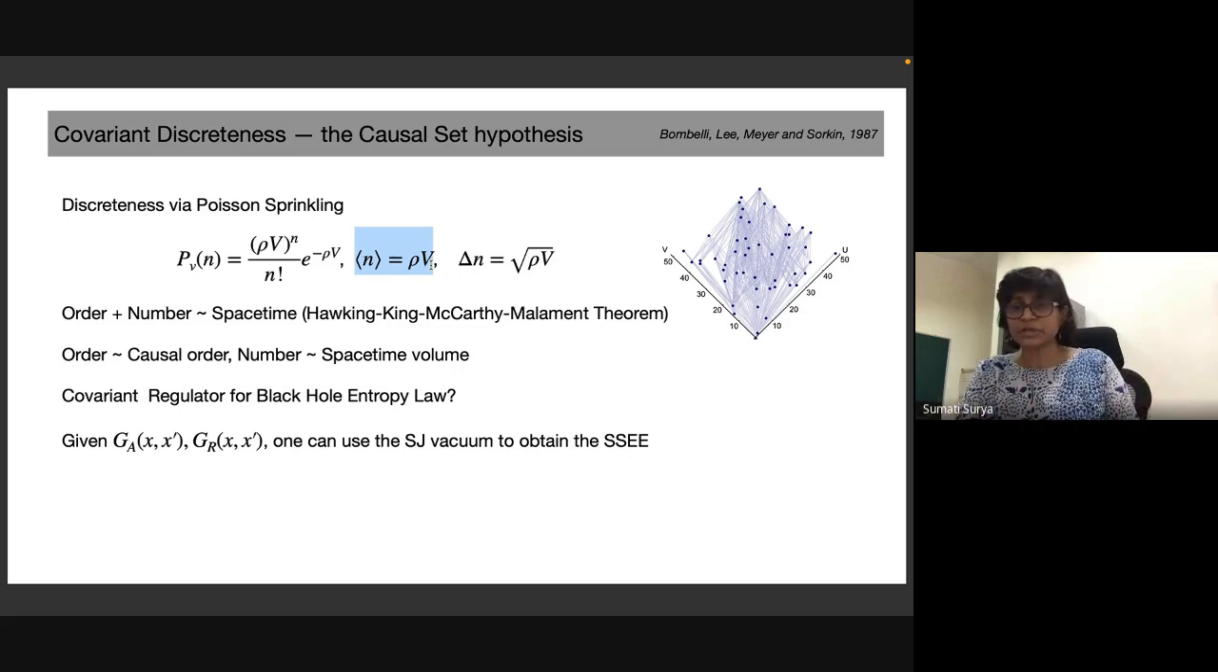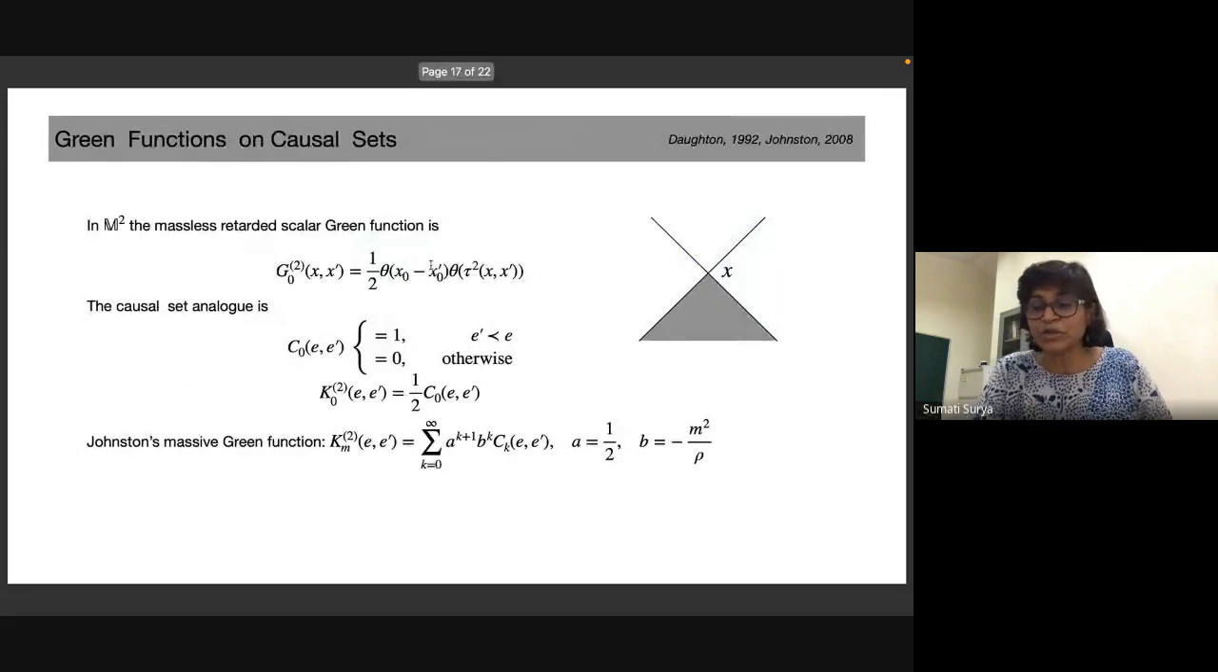So now you can see why it's important to be able to construct a quantum field theory on a causal set. If we had those Green functions, the retarded and advanced Green functions, which is what you need for defining a Pauli-Jordan operator, then that will allow you to construct, using the Sorkin-Johnston vacuum, a quantum field theory for a free scalar field on a causal set. And then from there on, proceed to calculate the entanglement entropy on a causal set.